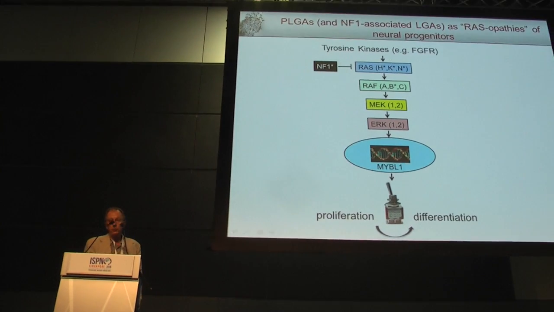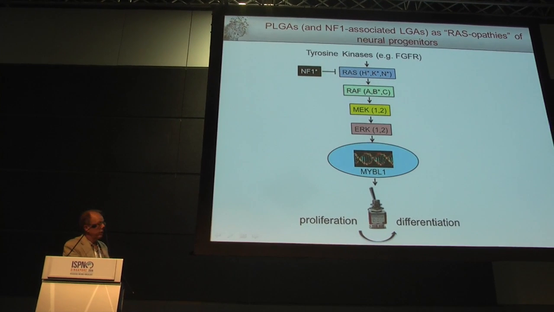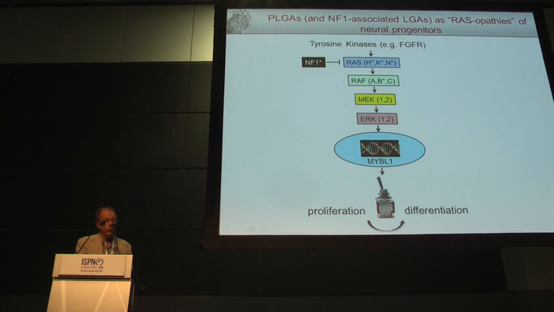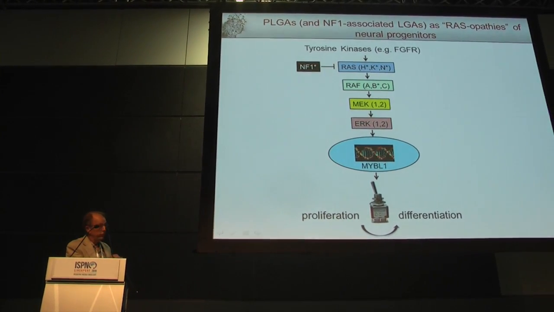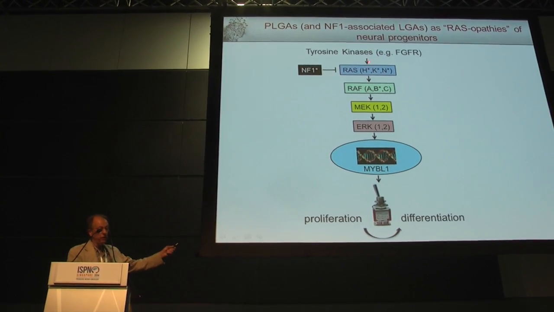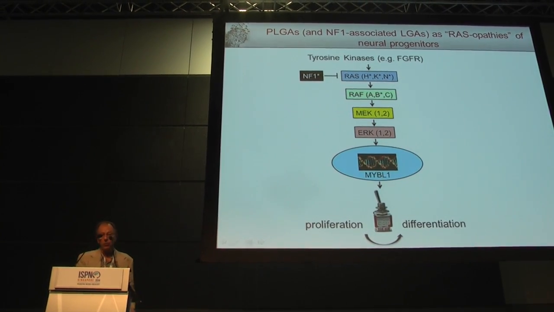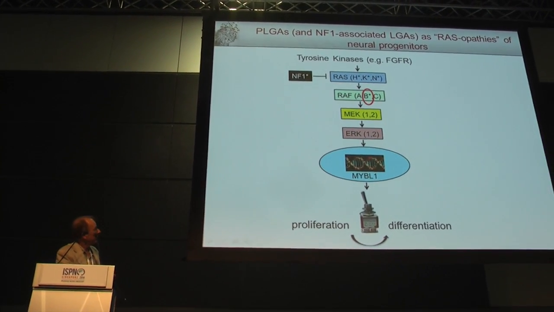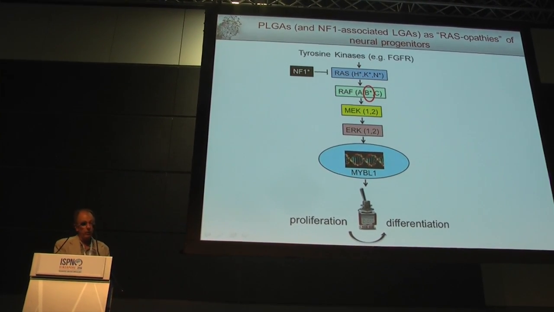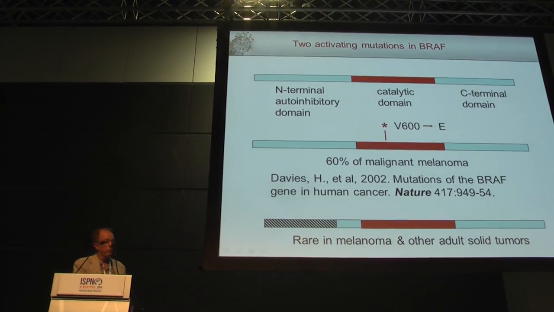So, I'd like to start off by thanking Stefan for laying out in a very nice way the genetics of what might be called vasopathies of neuroprogenitors. Genetic lesions within a linear flow of information, starting with receptor kinases at the top of the cell, through RAS, BRAF, and so forth, down to regulate gene expression. I'm going to focus on the most common genetic lesion in these sporadic pediatric low-grade astrocytomas, the BRAF mutations.